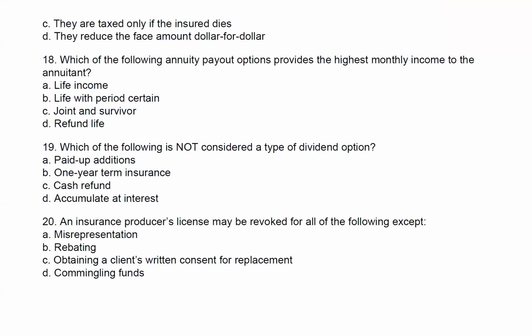Which of the following is not considered a type of dividend option? A, paid up addition. B, 1 year term insurance. C, cash refund. Or D, accumulate at interest. C. Bam, girl, look at you on fire. The answer is C, cash refund.